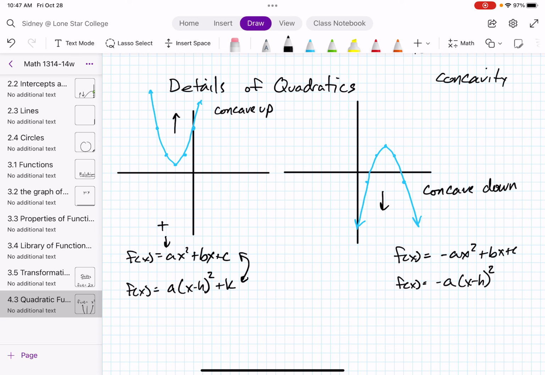So how can you tell the concavity? You can either look visually and see which way it's opening up, or you can look at the a term in either form. Positive a means it's going to be concave up, and negative a means it's going to be concave down. The next thing we're going to look at is where these parabolas are increasing or decreasing.